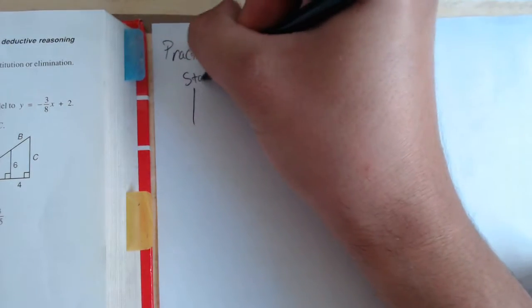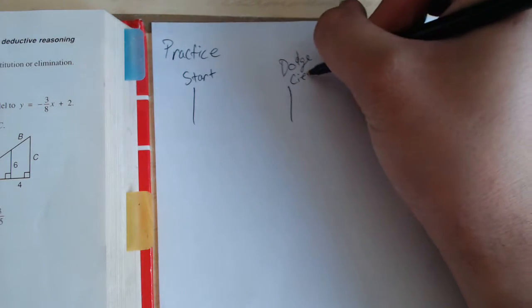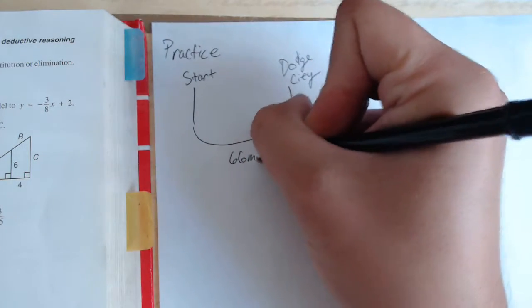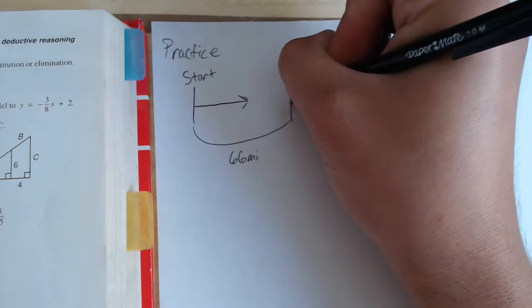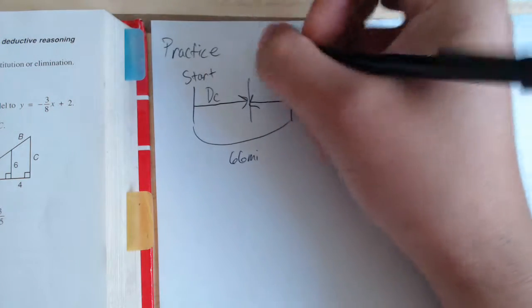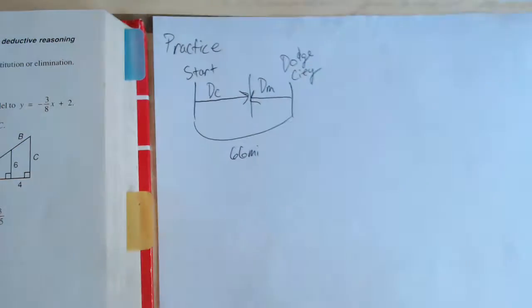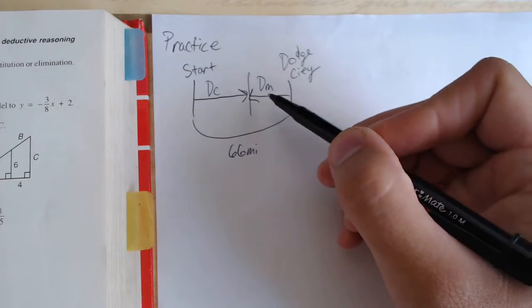So, when we draw this in a diagram, what we're seeing here is from the starting point to Dodge City is 66 miles. They tell us that this whole trip is 66 miles. And they tell us that Chester leaves and goes this way, and Dillon leaves and meets him somewhere in the middle. So here we have the distance of Chester, or D sub C, and here we have the distance of, we'll call him Marshall, D sub M. So when we draw this diagram, it's easy for us to see that D sub C plus D sub M equals 66.